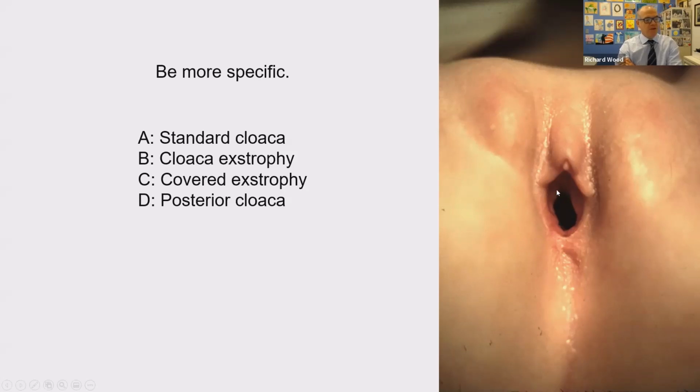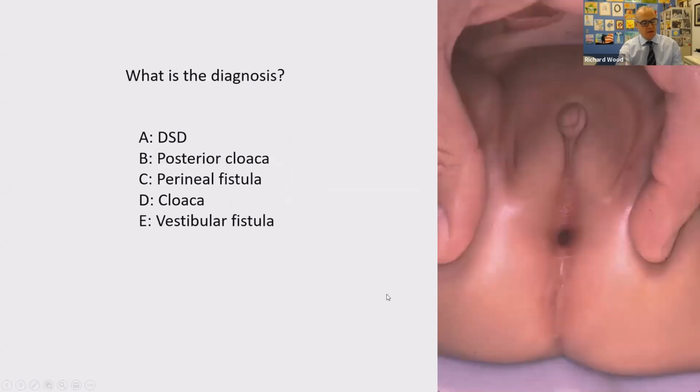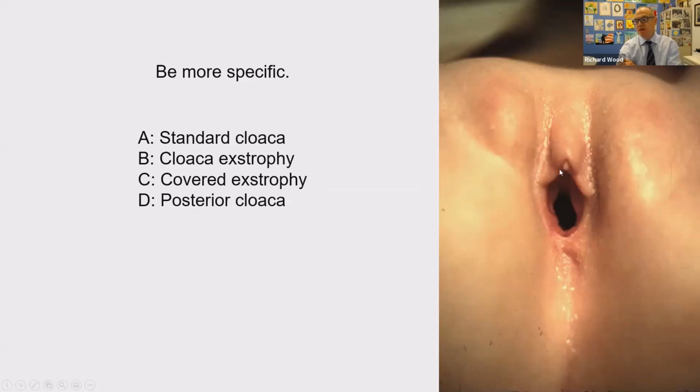So if we look at this image here, there are a number of things that strike me when I look at it. The first is that the opening is quite large. This is a larger opening than we generally see with a standard cloacal malformation. Secondly, if we look here, we can see a ridge here and a ridge here. And that will denote that the pubic symphysis is not fused. So where we see a larger opening in the area of where we think the urethra and vagina should be, with a splayed pubic symphysis, that's almost certainly a covered cloacal exstrophy.